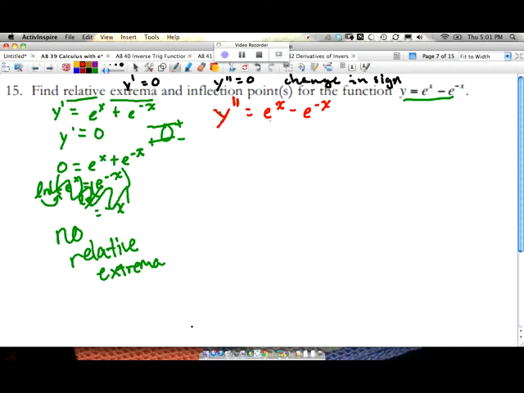Okay, all right. Let's look at the second one then. Let's see if there's at least maybe an inflection point, which could happen. It's possible to change concavity, but never actually change decreasing or increasing. So let's see what we got. e to the x minus e to the negative x. Well, that is going to be equal to 0.